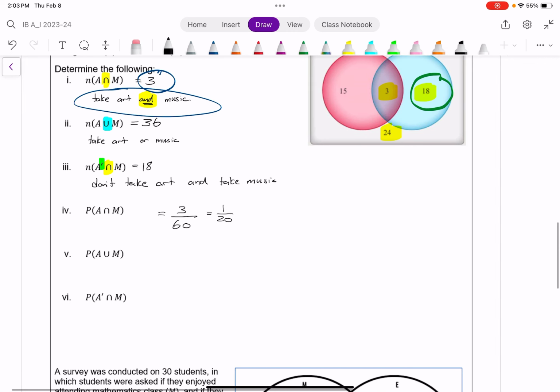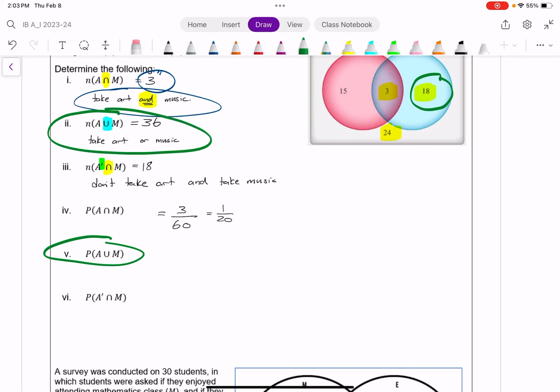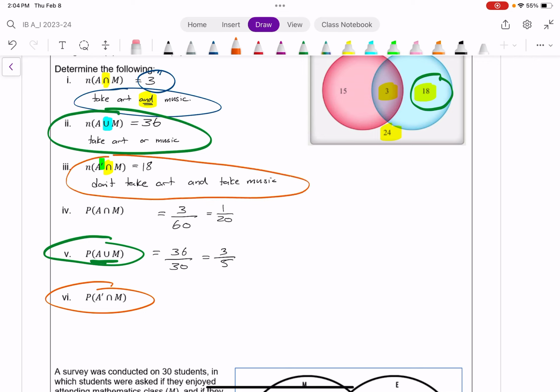And similar idea for the rest of these. This one here goes back to this here. The number of students who take art or music was 36. So the probability of selecting a student at random who takes art or music is 36 out of 60, which reduces to 3/5 in this case. And the last one, the probability of not taking art and taking music. Well, let's find how many students don't take art and take music. That was 18. 18 out of 60.